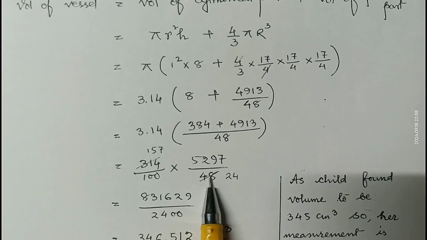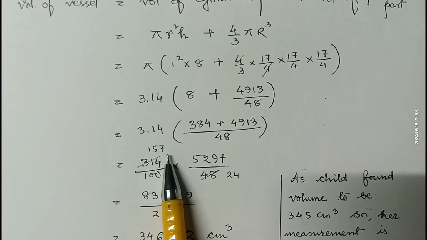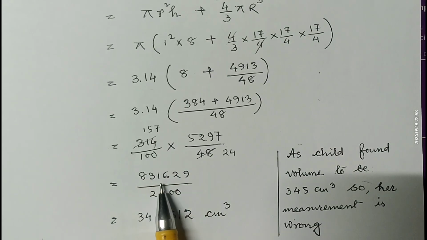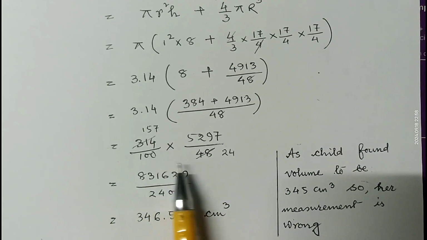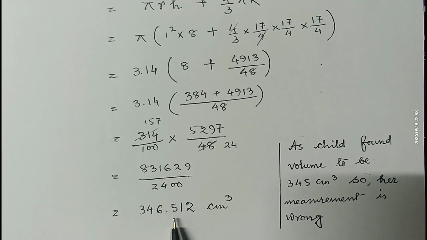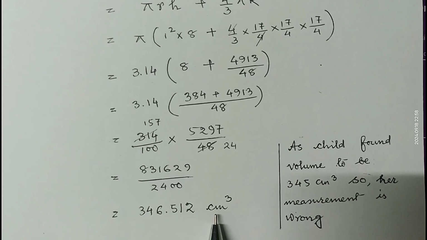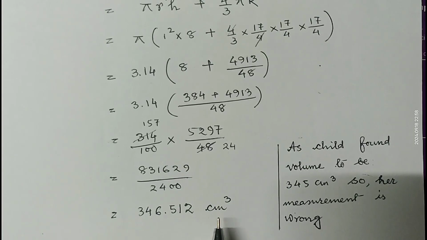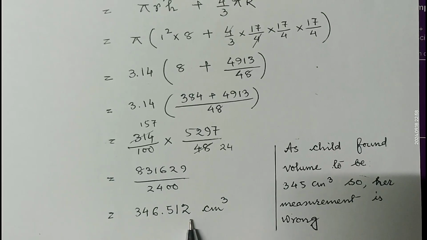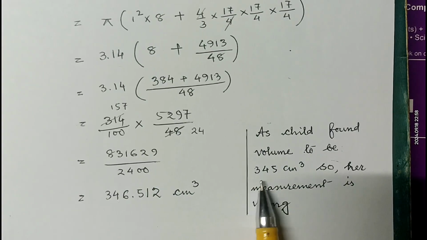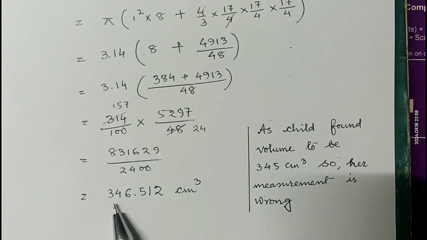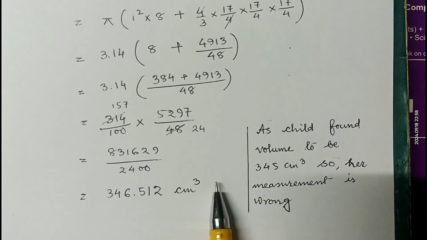If I cancel 2 by 2, it will be 24 and 157. 157 into 5297 will give 831629. 100 into 24 will give 2400. After dividing, it will be 346.512 centimeter cube. In the question it is given that the child finds the volume to be 345, but here we got 346.512. As the child found the volume to be 345 centimeter cube, her measurement is wrong. It should have been 346.512 centimeter cube.